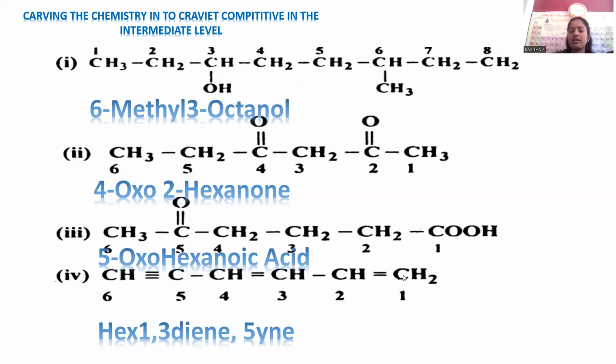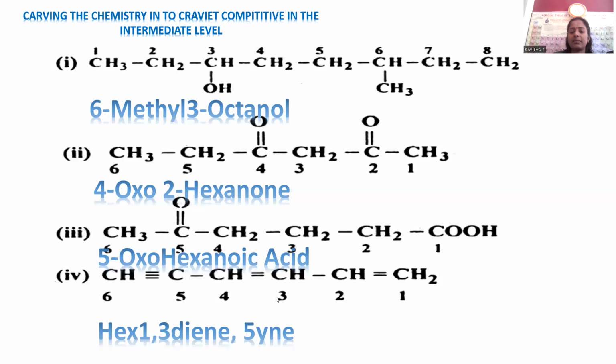But we have to start numbering from the double bond end, from the right hand side only, because a double bond always gets higher priority over a triple bond. That's why you start numbering from the right hand side and move on to the left side, so that we can find the 6 carbon chain length.